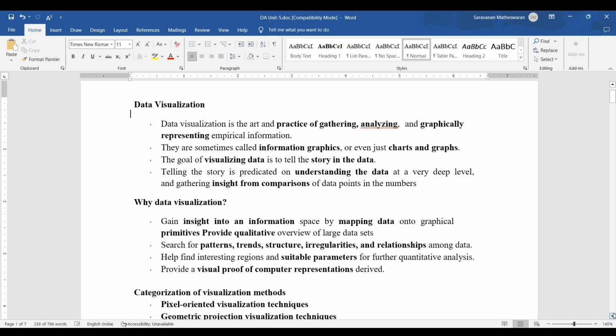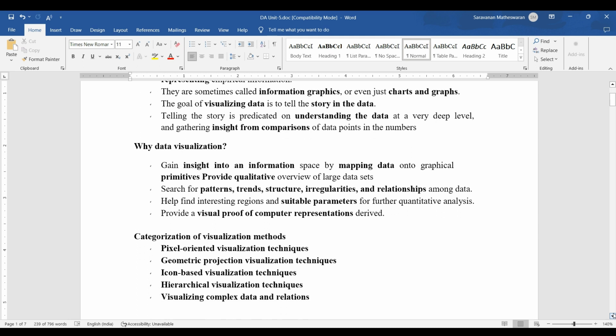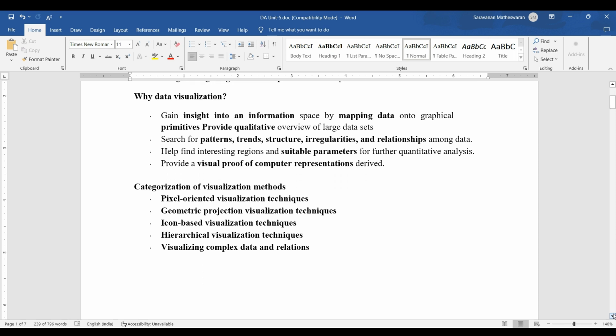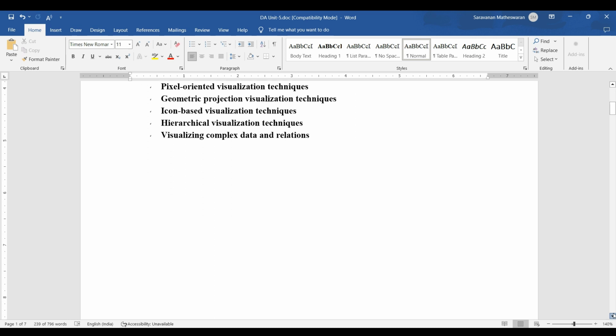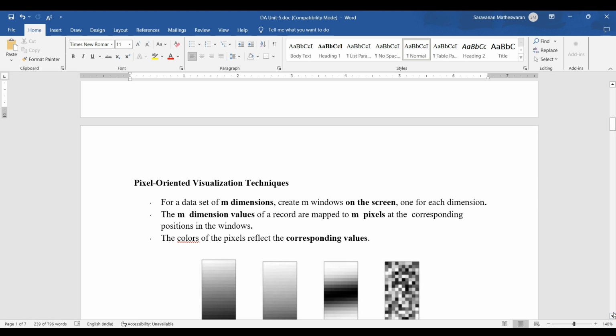The categories of visualization techniques are: pixel-oriented visualization techniques, geometric projection visualization techniques, icon-based visualization techniques, hierarchical visualization techniques, and visualizing complex data and relations. The first topic we'll go to is the pixel-oriented visualization technique.